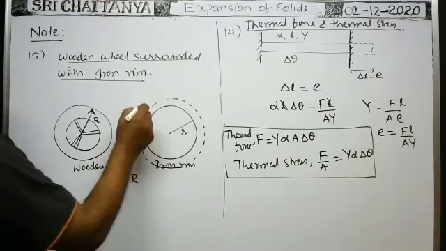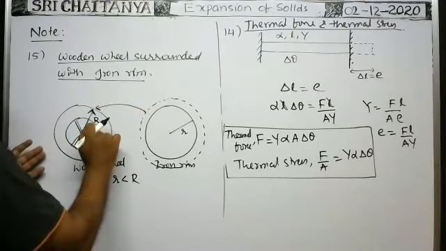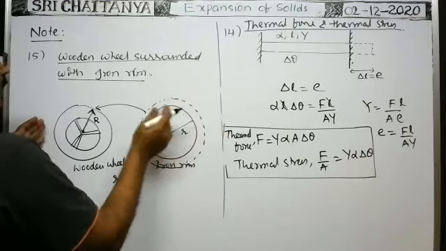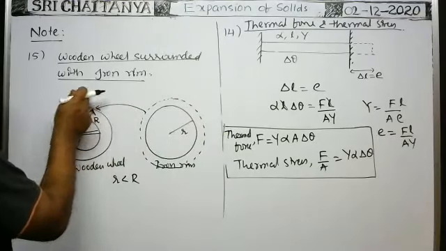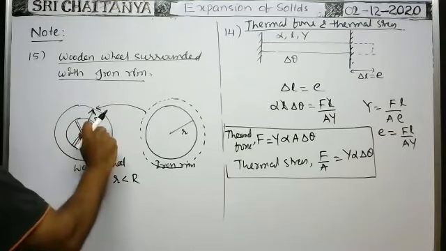Then this iron ring is slipped over the wooden wheel and gripped over it, and then, once the iron ring is fixed with this radius over this one, cold water is poured on the iron ring.